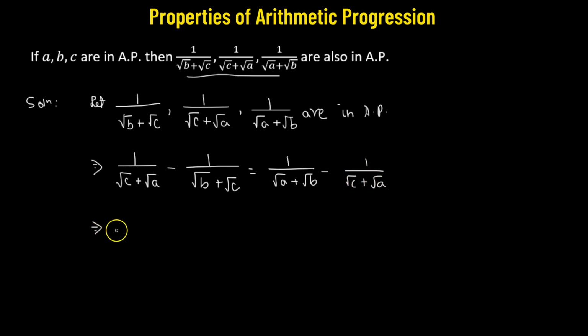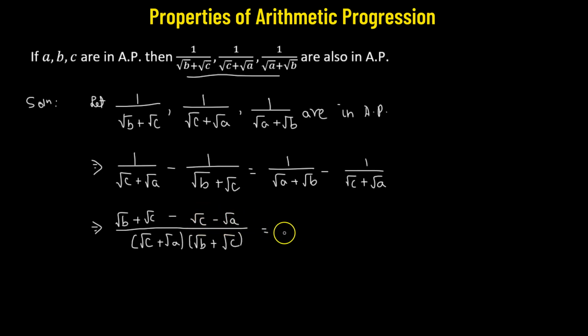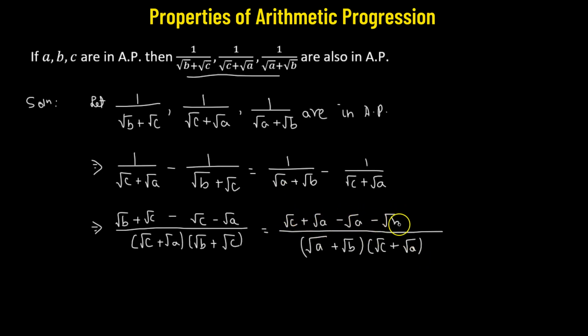Now let's combine the two terms. So we have a common denominator, square root of c plus square root of a, multiplied by square root of b plus square root of c. And in the numerator we're going to have square root of b plus square root of c minus square root of c minus square root of a, equal to, combining the two terms on the right hand side, a common denominator, square root of a plus square root of b multiplied by square root of c plus square root of a. And in the numerator we're going to have square root of c plus square root of a minus square root of a minus square root of b.